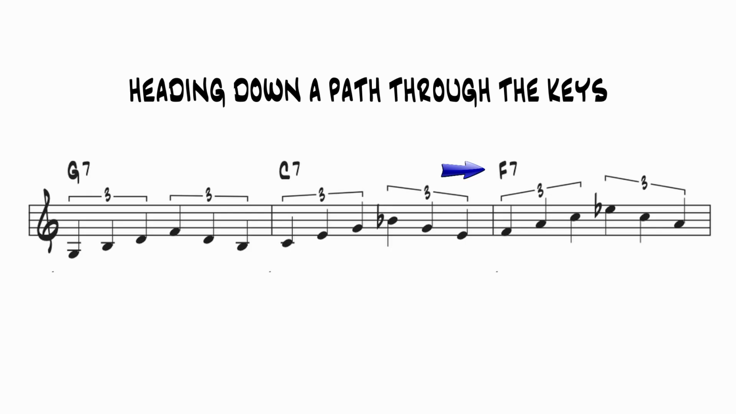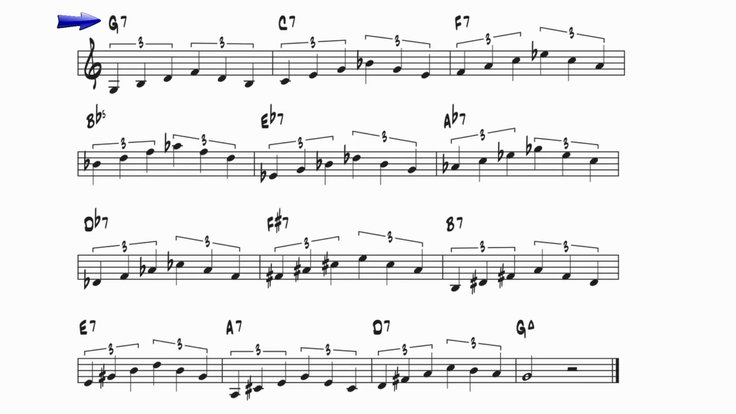Now, if we continue the pattern and we also make the next chord dominant, well, now we're heading down a path that's going to take us through all 12 keys until we wind up back where we started. We call this playing through the cycle, as in a cycle of dominant chords.